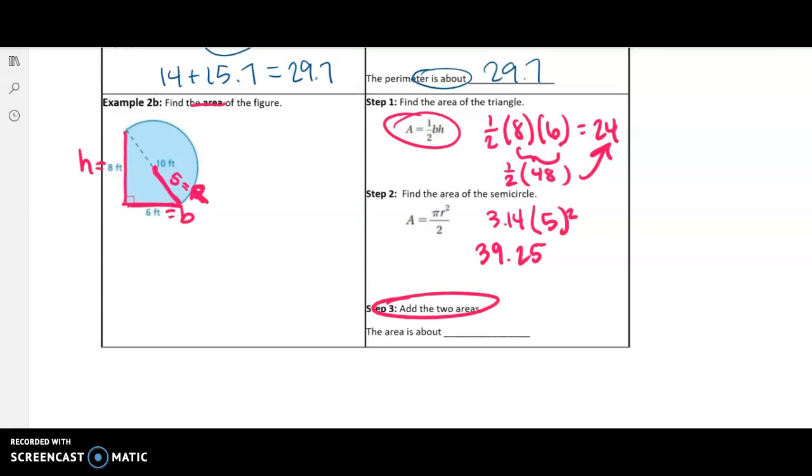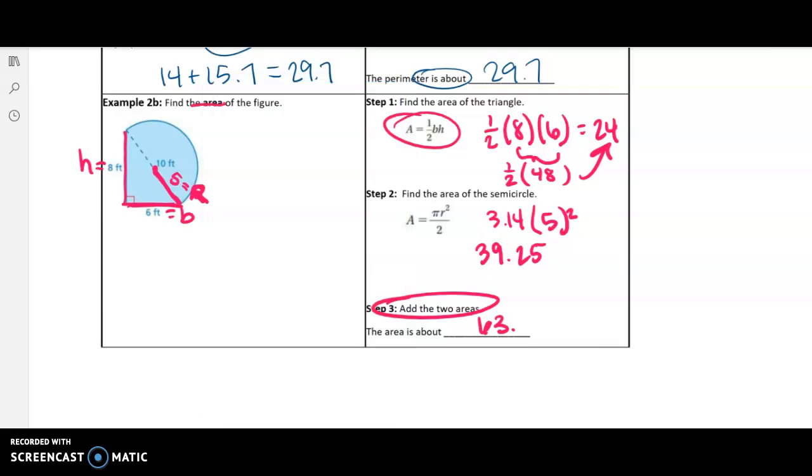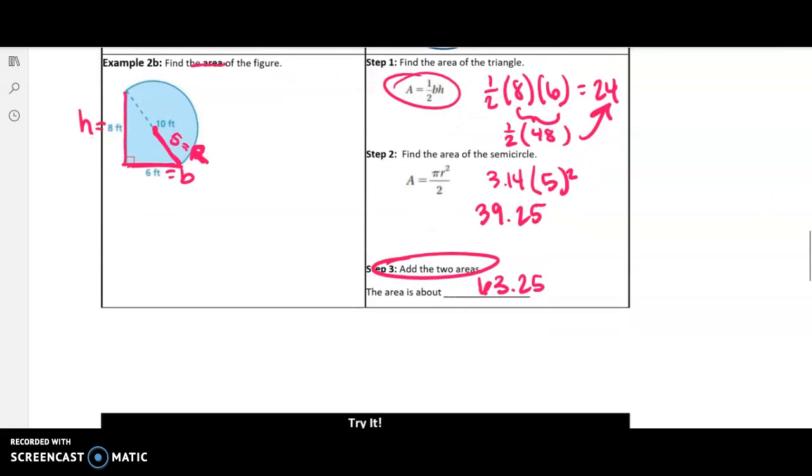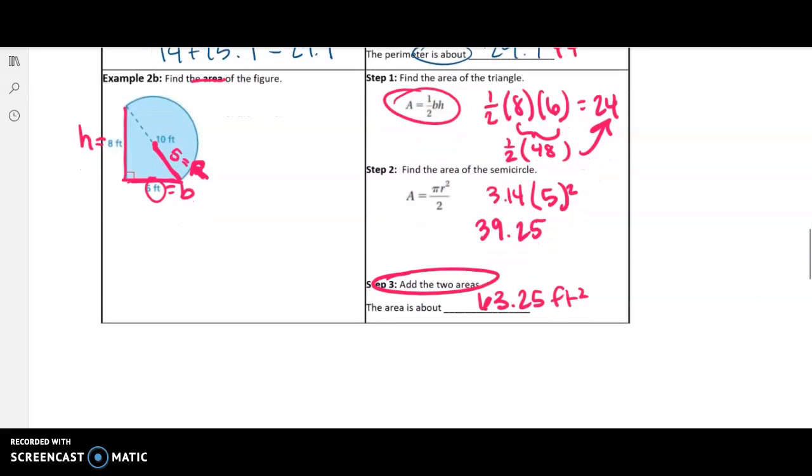And now we add the two together. So plus our 24, and we get 63 and 25/100ths. And since it was in feet, this would be feet squared. And up here we just have feet. Don't forget those labels.